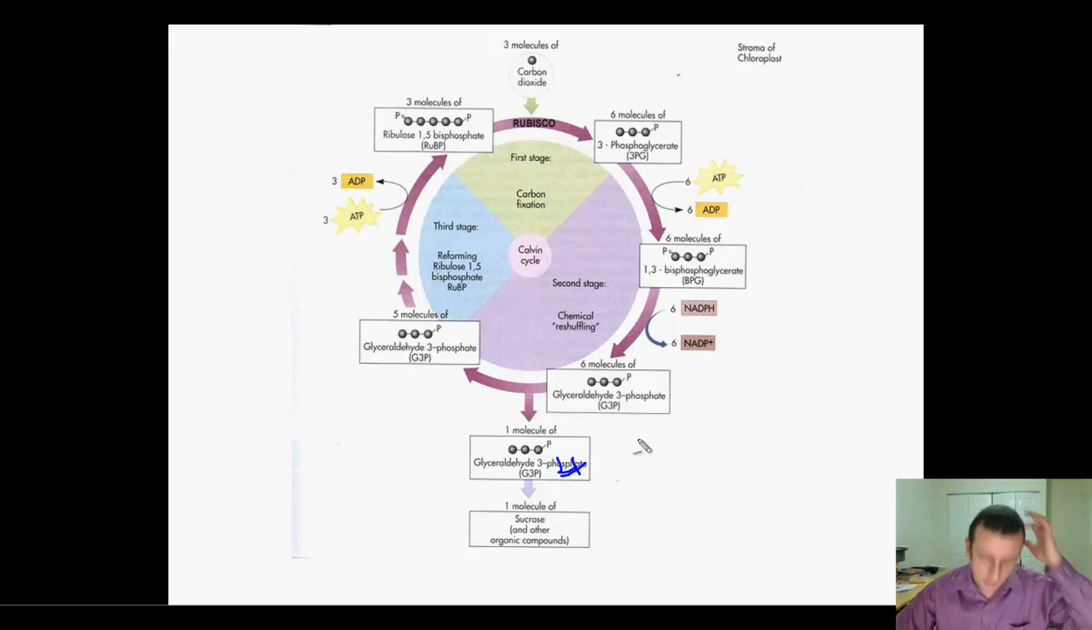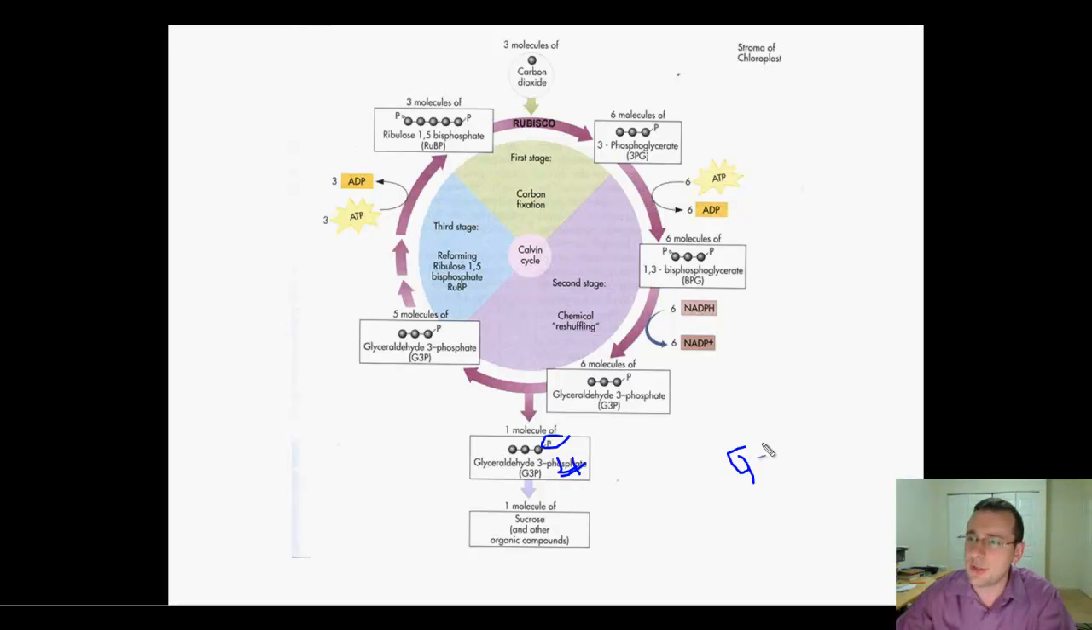Now, another thing that I have to talk about before I finish this is the idea that this G3P molecule is really just 3 carbons connected to a phosphate group here, and some hydrogens there. Now, that's not much. That doesn't really look like glucose.